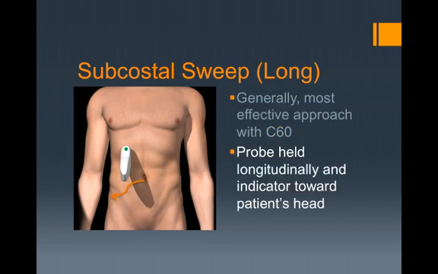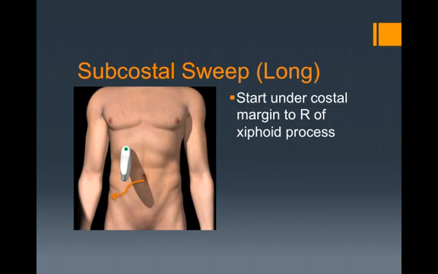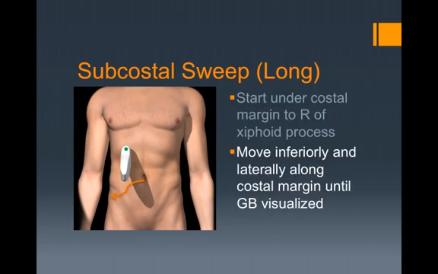Start the scan with the probe in the longitudinal orientation, with the probe indicator oriented toward the patient's head. Instruct the patient to take a deep breath, and beginning under the costal margin to the right of the xiphoid process, sweep the probe inferiorly and laterally along the subcostal margin until the gallbladder is visualized.